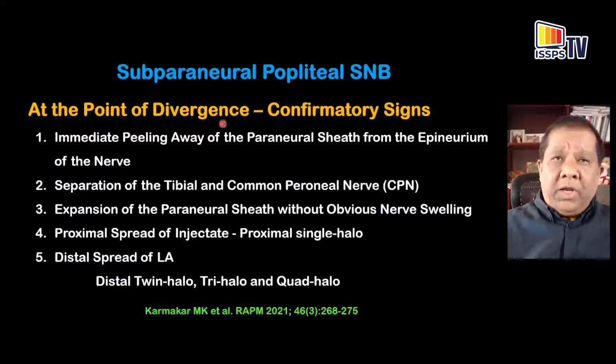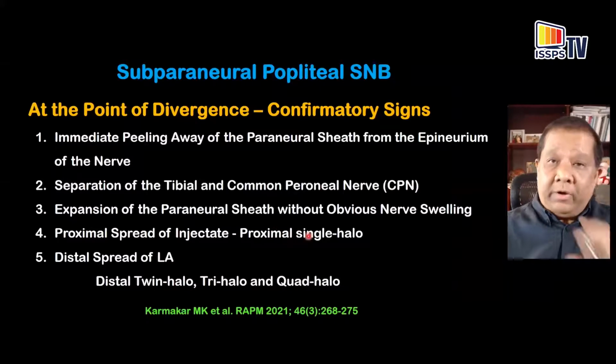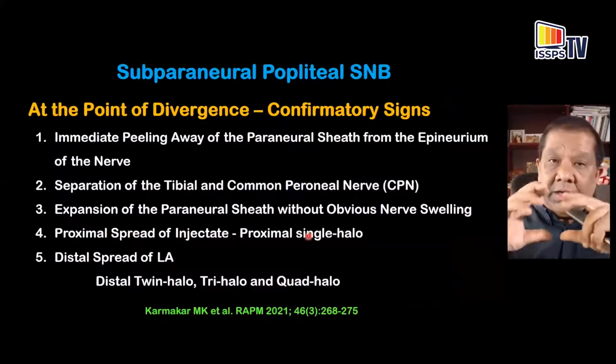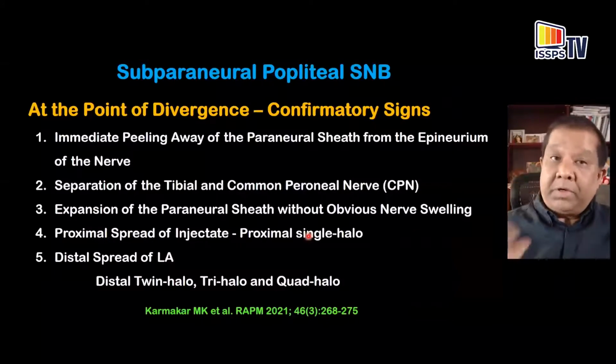So when you put a needle at the divergence, you not only see peeling away of the paraneural sheath, you also see separation of the tibial and the common peroneal nerve. There's expansion of the paraneural sheath or the circumneural sheath, but there is no expansion in the nerve per se. And there will be extensive proximal and distal spread, so much so that different halos have been described.